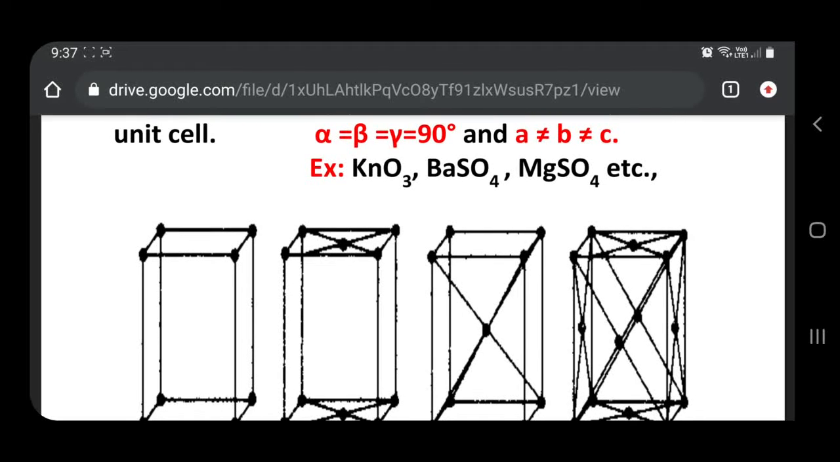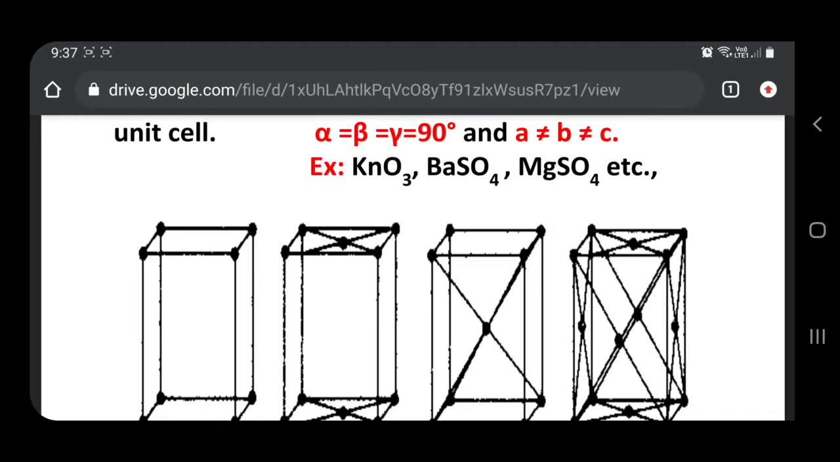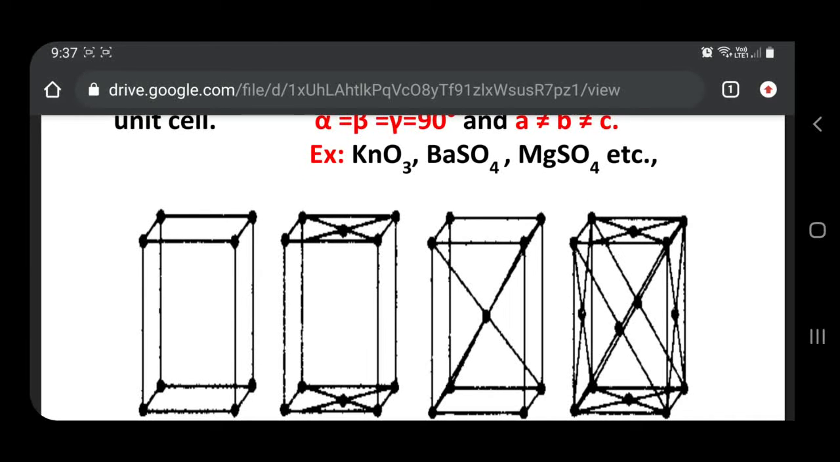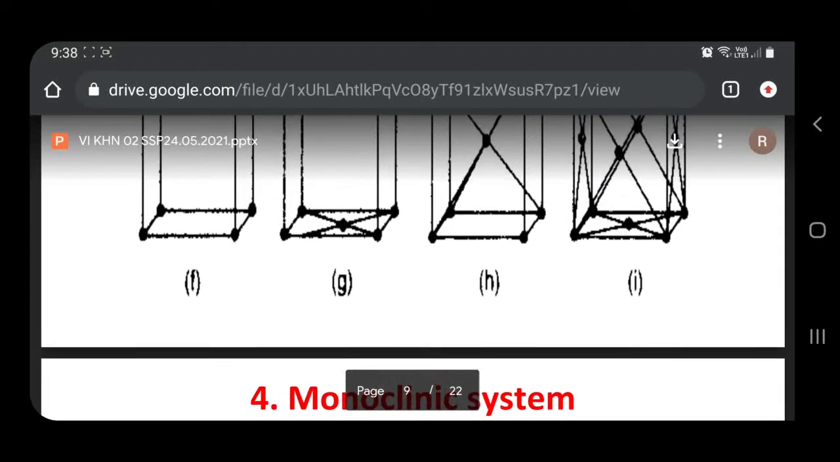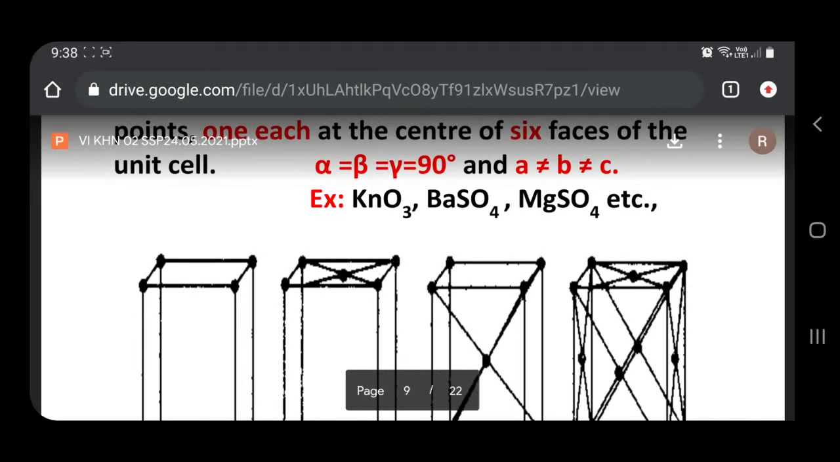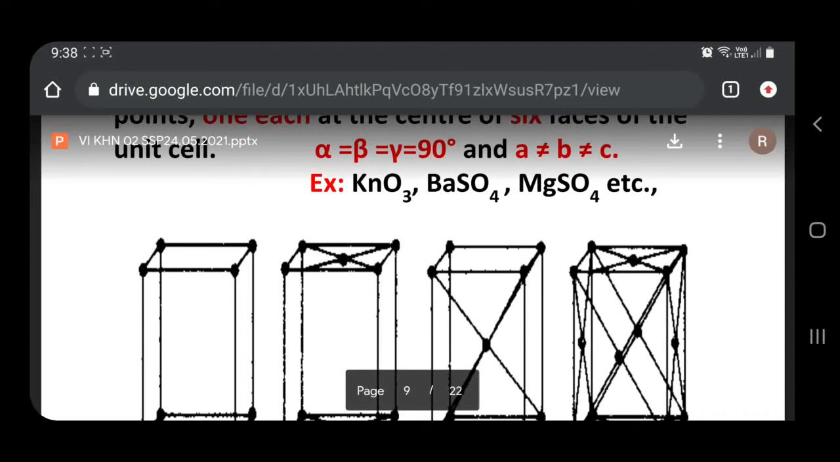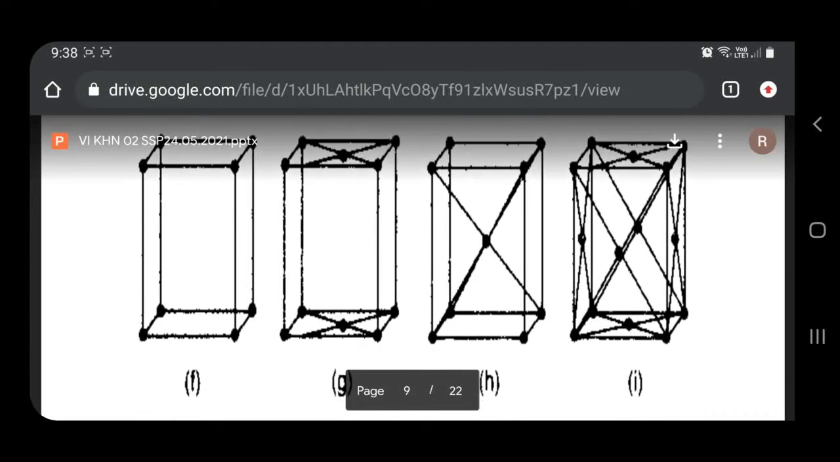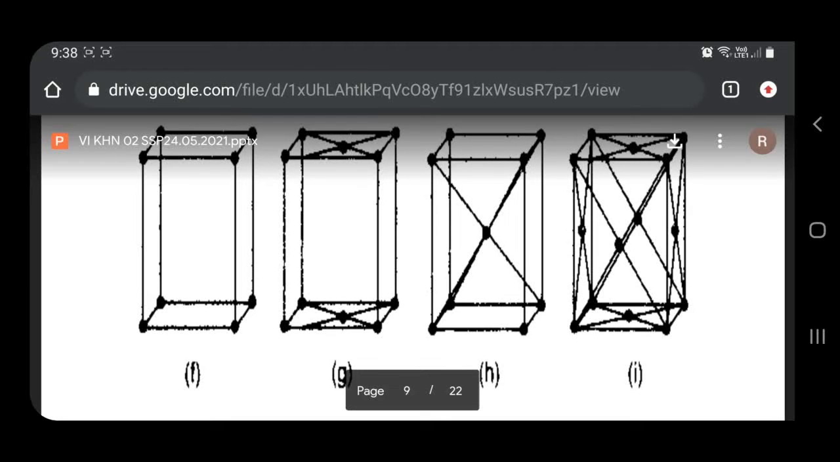And some of the examples which I mentioned in the previous class, the same examples I am taking. KNO3, that is potassium nitrate, and BaSO4, that is barium sulfate, and MgSO4, that is magnesium sulfate. And the structures are like this: F, G, H and I.